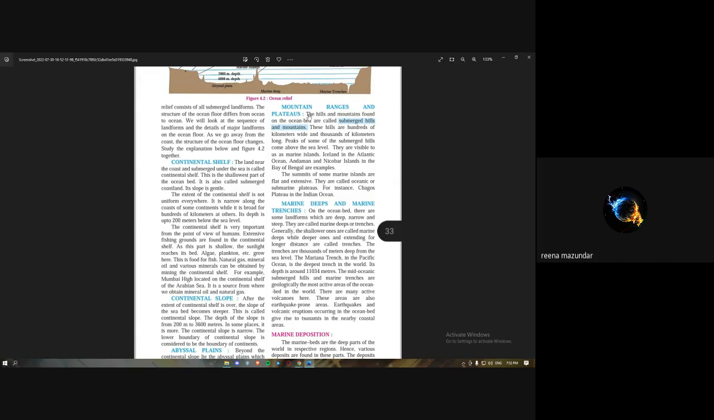Now on the ocean bed there are some landforms which are deep, narrow and steep. They are called marine deeps or trenches. The very deepest part we can call them. The shallower ones are called marine deeps while the deeper ones are called trenches.